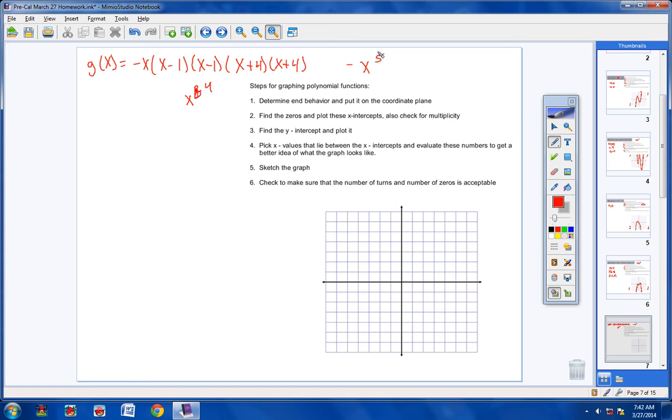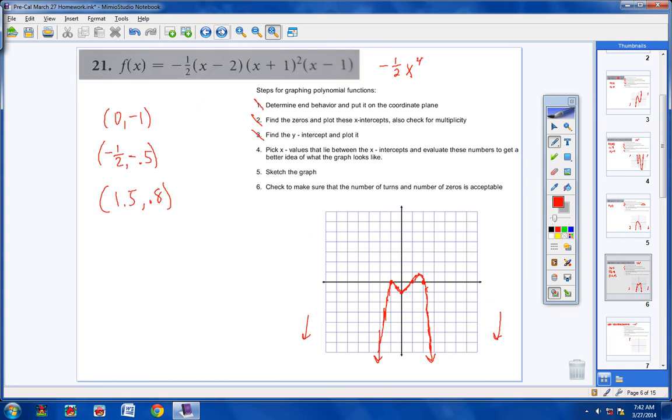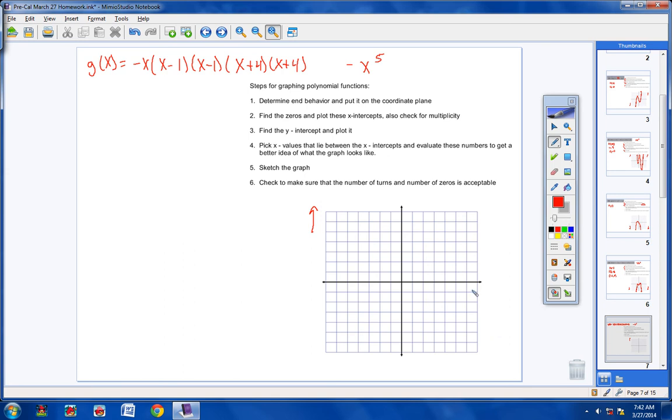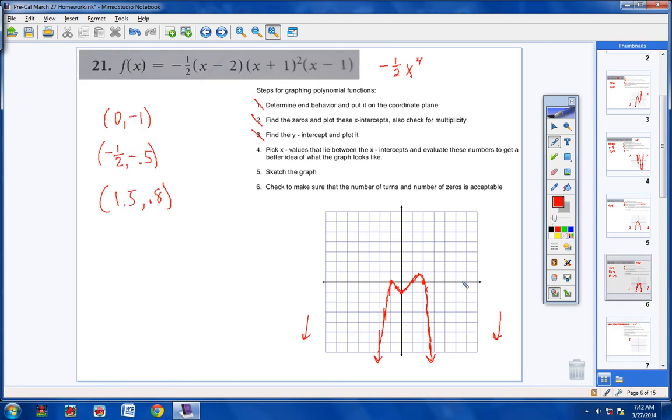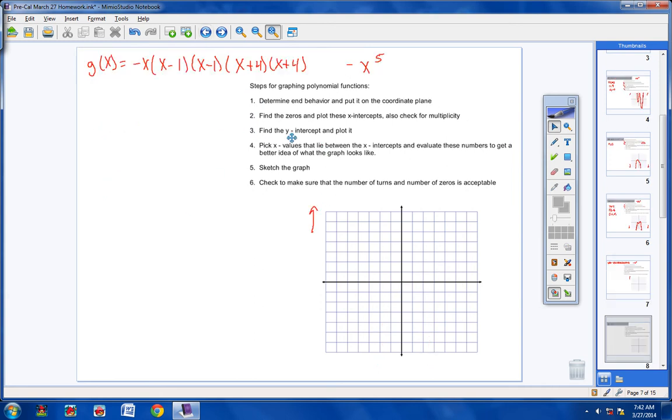Now, again, if you have to do all the multiplication part, that's fine, but that would be a shortcut way to find the lead coefficient. Now, let's determine the end behavior. My degree is odd, my lead coefficient is negative, okay? So if it's odd and negative, that means I'm going to go up to the left and down to the right. If I can get this thing to work. All right, there we go.